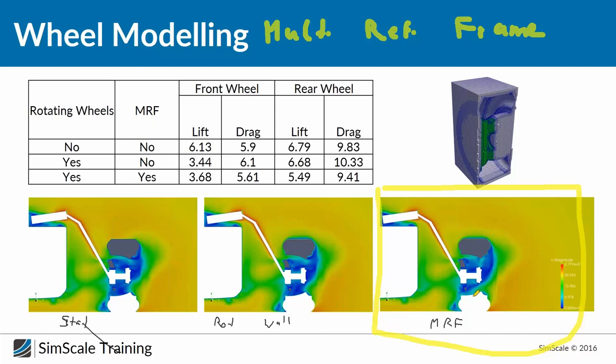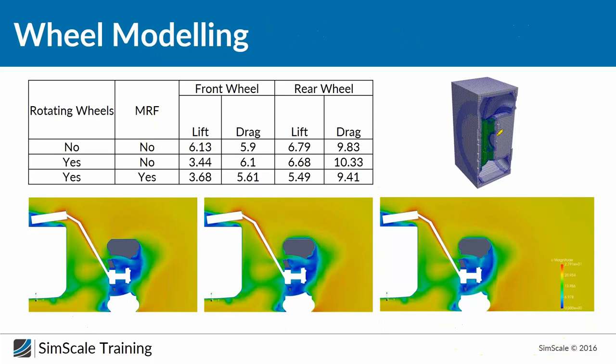And therefore what MRF is doing in the end, and you can see it in this image, is that we separate some cells inside the rim, marked in green, and for these cells we apply an additional term which takes into account the rotational forces on the fluid elements. This helps to massively increase the result quality.